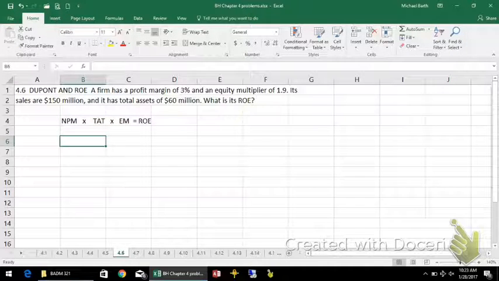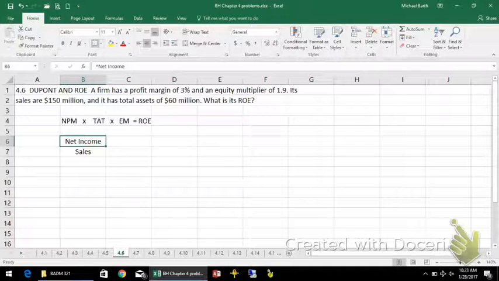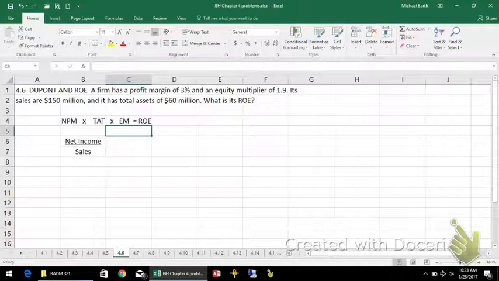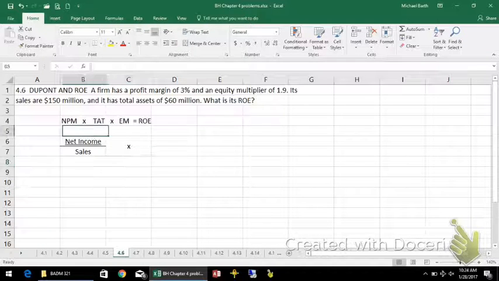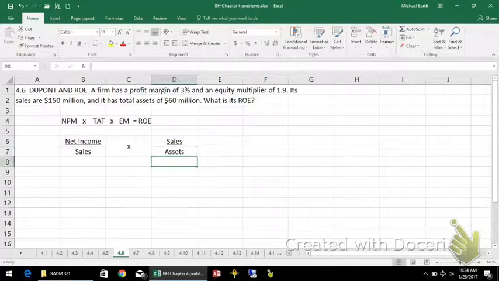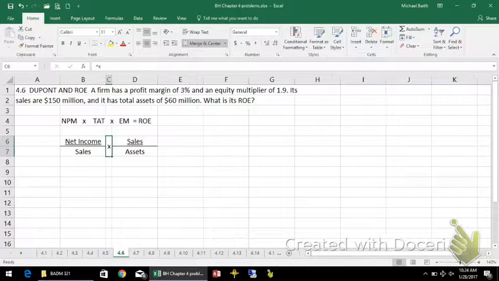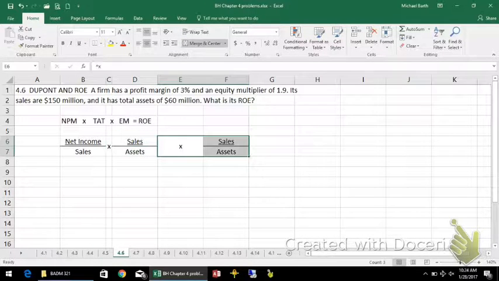All right, and mathematically that turns out because if you take net income over sales, which is the net profit margin, and then if you multiply net income over sales times sales over assets, then the sales cancels out of these two and you have ROA.